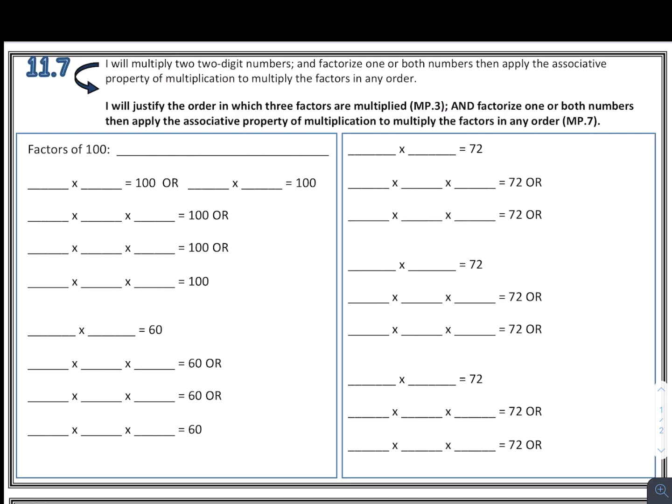Hi, fourth graders. For 11.7, we are going to multiply two two-digit numbers and factorize one or both of them to make the multiplication easier. So let's take a look.